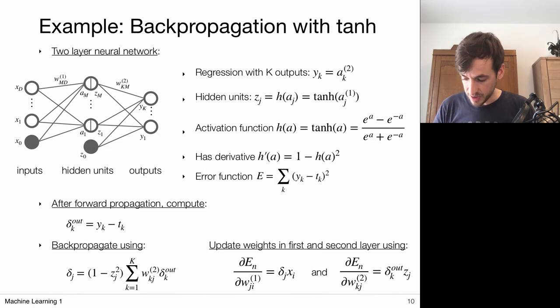Now this hyperbolic tangent is given as follows, and it has a very nice derivative. So this is my activation function, and it has the following derivative. We need this derivative when we apply our backpropagation, right? And we talk about regression, so we have this quadratic error function, and we just saw that if we compute the derivative of this error function with respect to node y_k, then it's simply given by the difference between my prediction and the target. So I have my node errors at the output nodes, and now I can start backpropagation.